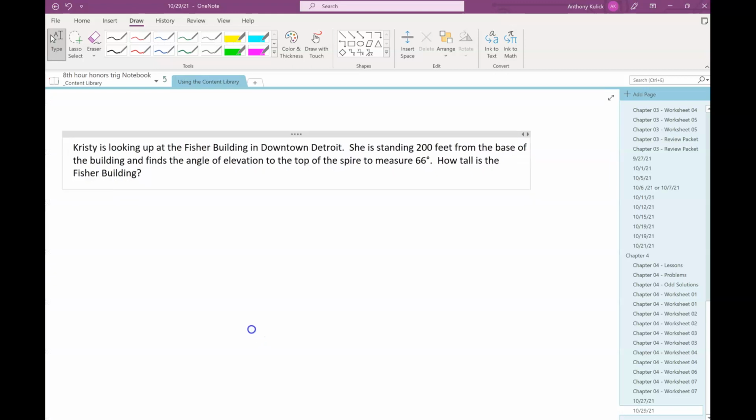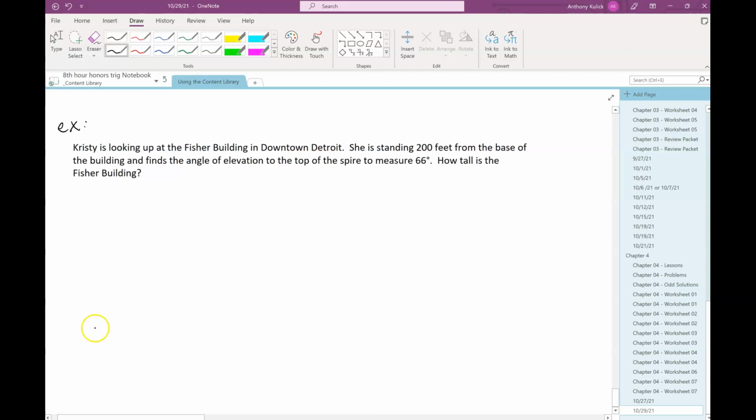All right. So let's just do a couple of examples. The problems in this section are all going to be word problems. So we're going to be using this angle of elevation, angle of depression specifically to draw the pictures involved for these word problems. So this one reads, Christy is looking up at the Fisher Building in downtown Detroit. She's standing 200 feet from the base of the building and finds the angle of elevation to the top of the spire to be 66 degrees. How tall is the Fisher Building?